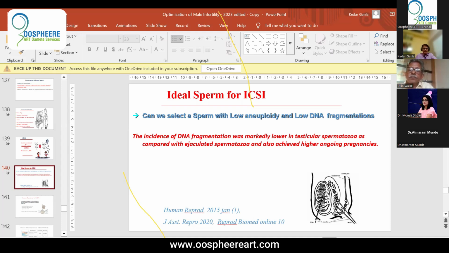How much does that cost? But do it only in severe OATS. Not all OATS. Any count more than 5 million, do not give them this test. And with normal FSH, don't give it. Below 5 million, you give this test.